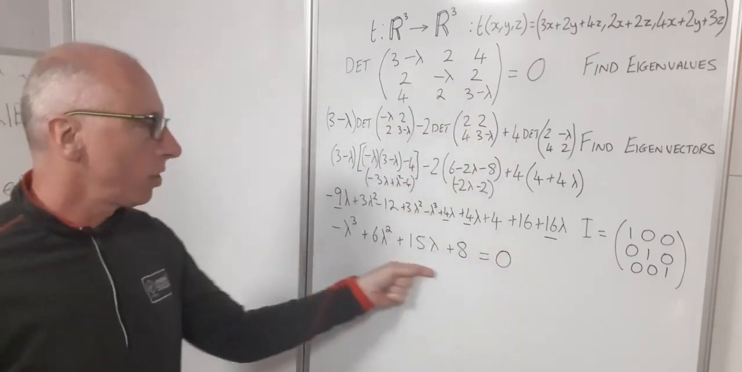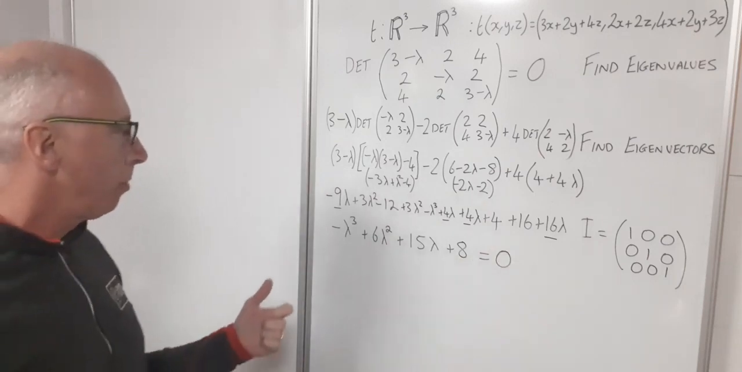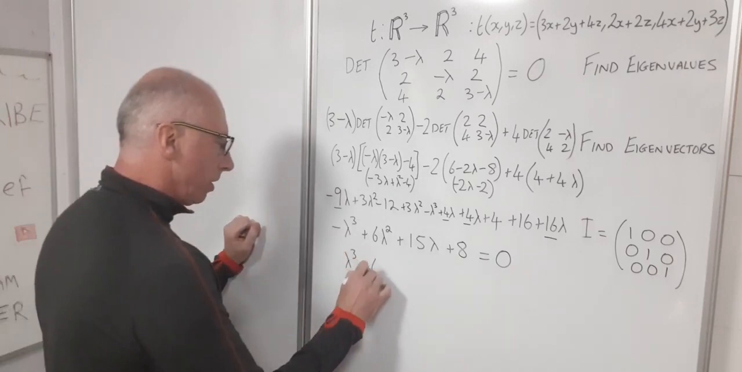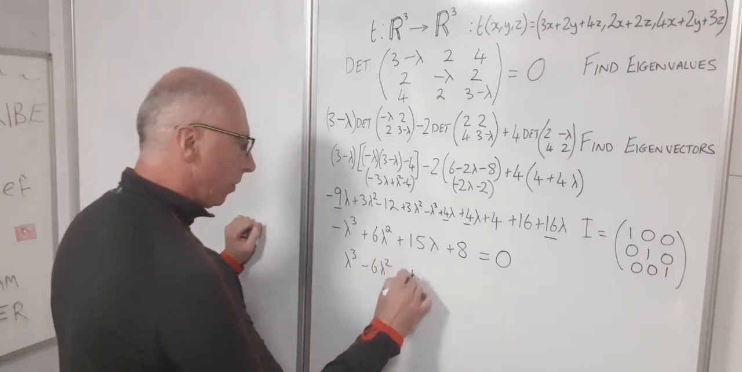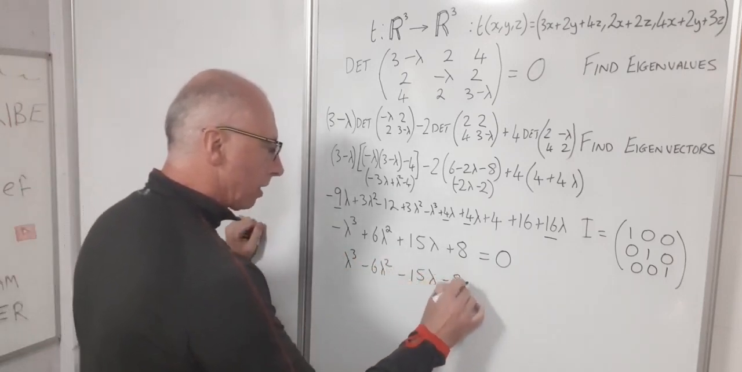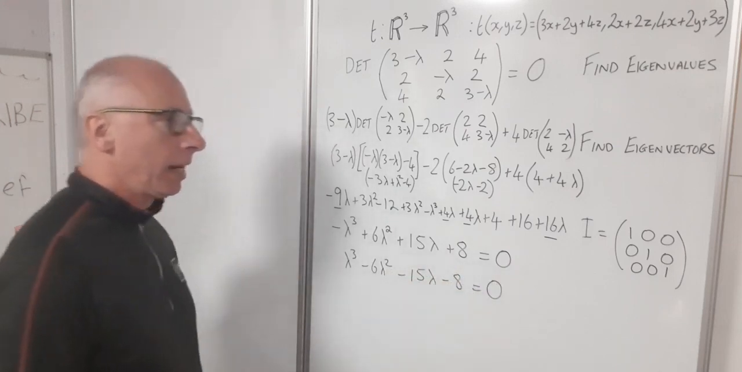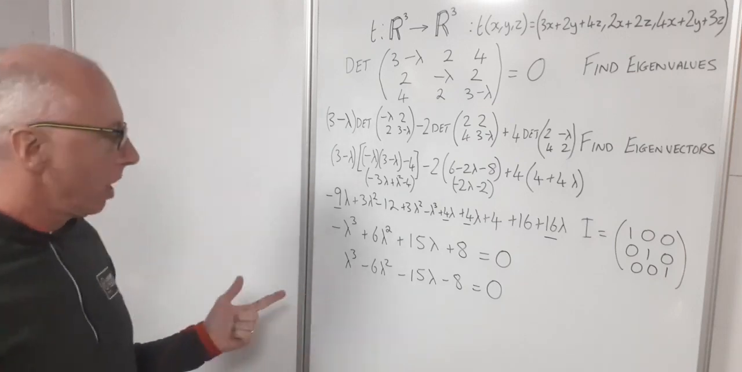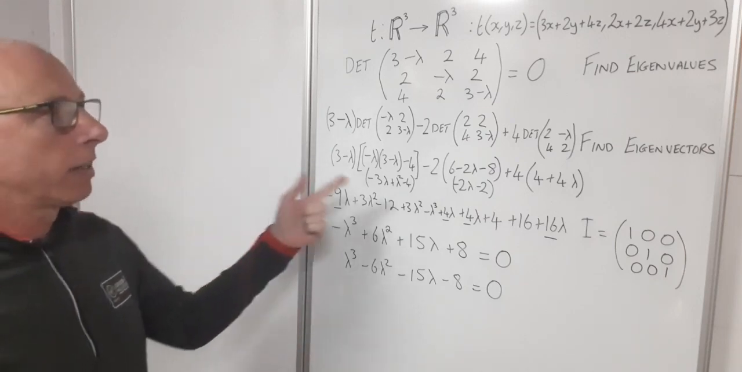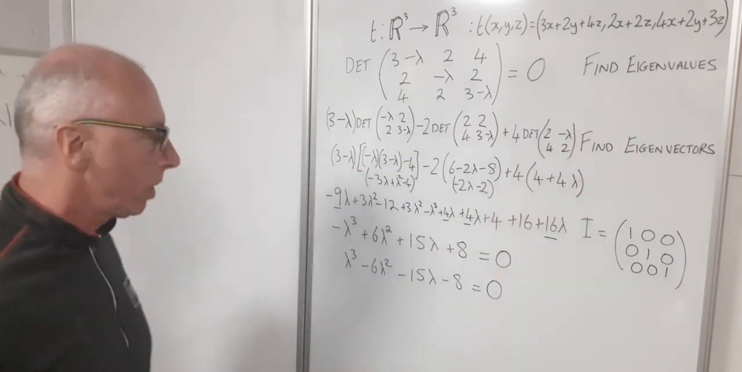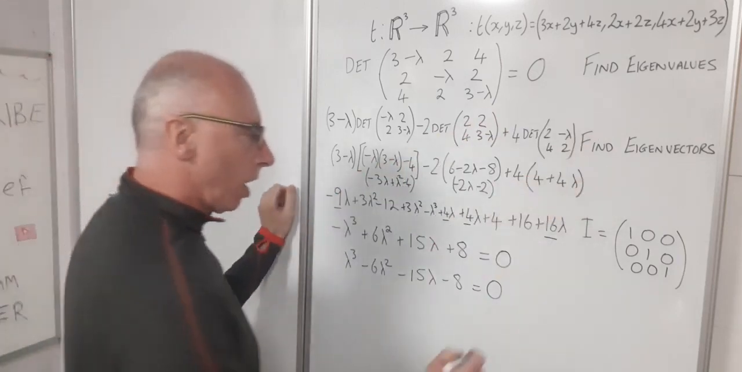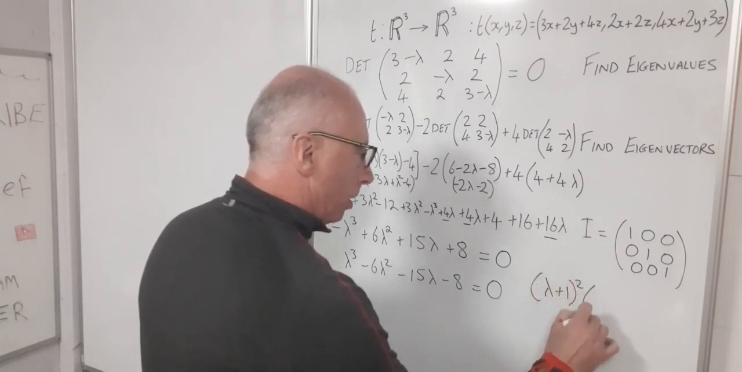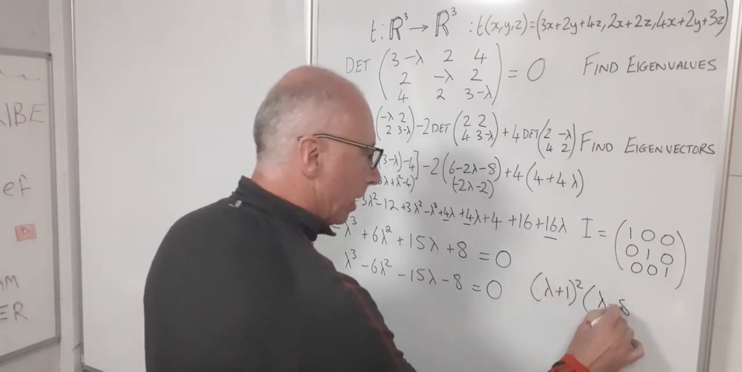Okay, so now we need to solve for this. Now if I multiply through by minus 1, I could have lambda cubed minus 6 lambda squared minus 15 lambda minus 8 equals 0. Now if you check the link below, we solved this in a separate video, so I didn't want to do that in this video because this is quite a lengthy video as it is with these two questions. And we solved this, and what we got was lambda plus 1 squared times by lambda minus 8.